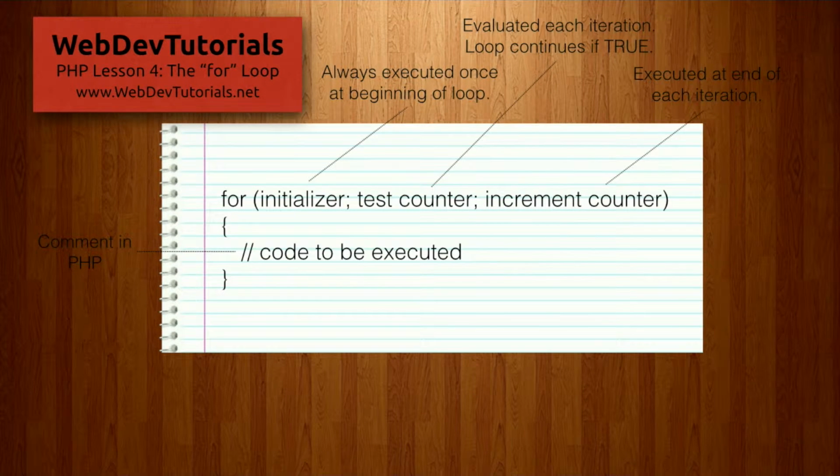It looks somewhat like the if statement, but the code after the word for has three parts, separated by a semicolon. The first part is called the initializer. The initializer is executed once at the beginning of the loop.